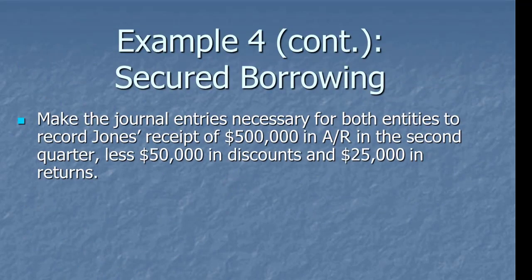Let's assume that in the next quarter, Jones received $500,000 worth of accounts receivable, but in this case, $50,000 of it went to discounts and $25,000 were returns. So they didn't actually get $500,000 in cash. Some of it is these discounts and returns, and the balance is cash. Now, instead of me just jumping into this, I'm going to have us pause right here and let you take a crack at this.